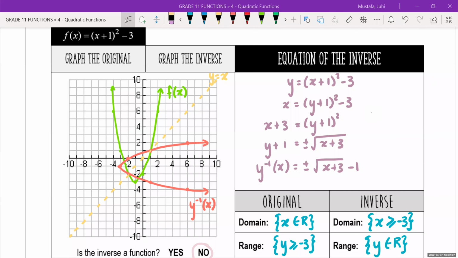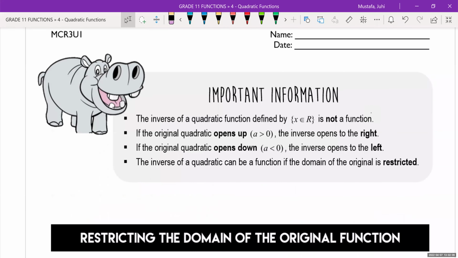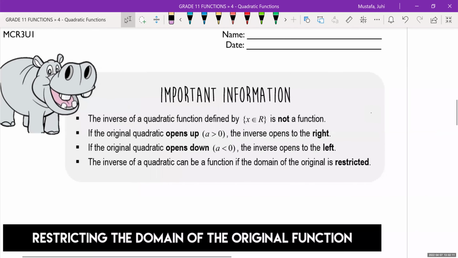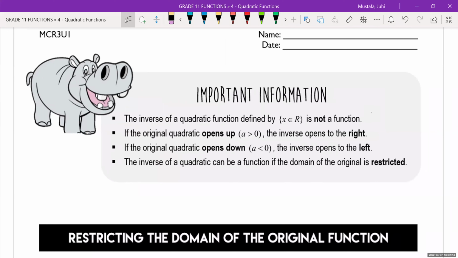It's long, but if we go on to the second page, now we're going to learn all of the rules of everything we've been talking about. So, important information. What is this, a hippo? Oh, so cute. I don't know why his legs are cut off. But the inverse of a quadratic function is defined by x equals, and it is not a function.